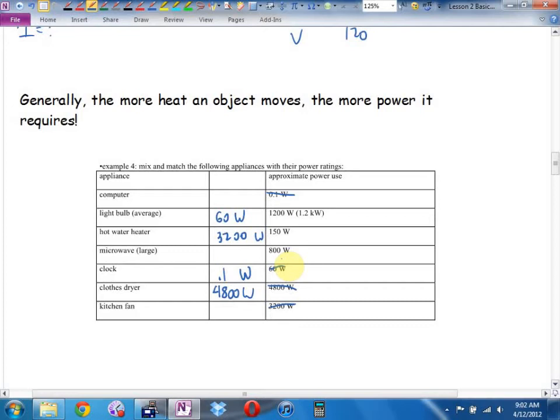Hey, you guys know what the wattage is on a large microwave? Yeah, 1,200. The bigger ones, 1,200. The smaller ones, usually 600 to 800. And the amount of power determines how long it'll take your food to cook. That's why a bigger microwave can cook so much faster than a smaller microwave.